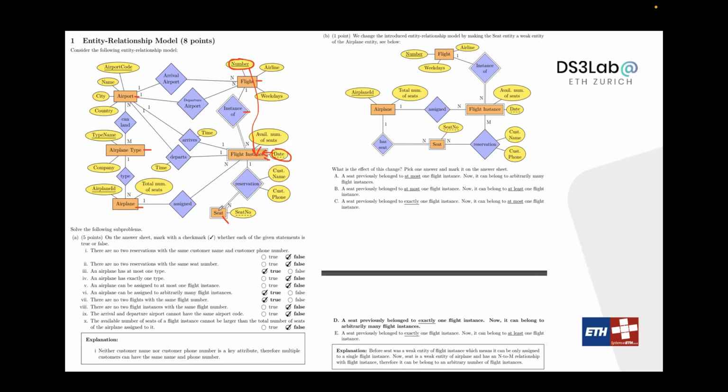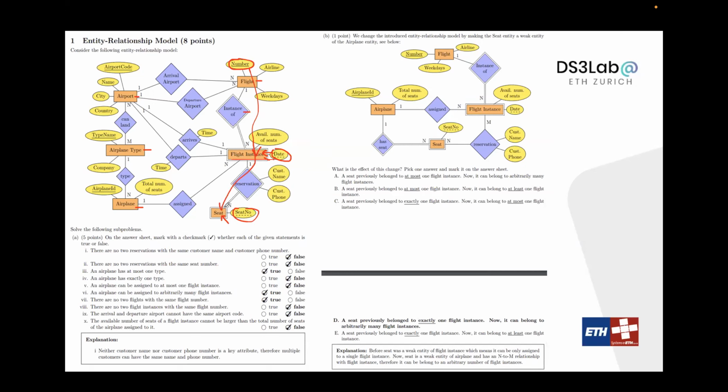And then you have a whole bunch of seat, which is also a weak entity, depending on the flight instance. It cannot exist without an instance of flight. The key of this is the seat number, and also the key of the flight instance, which is the number of flight, the date, and the seat number.